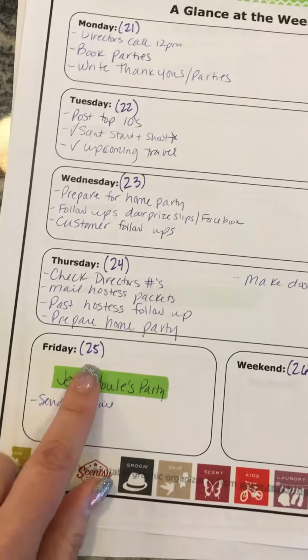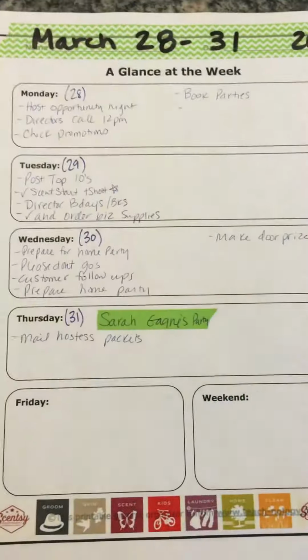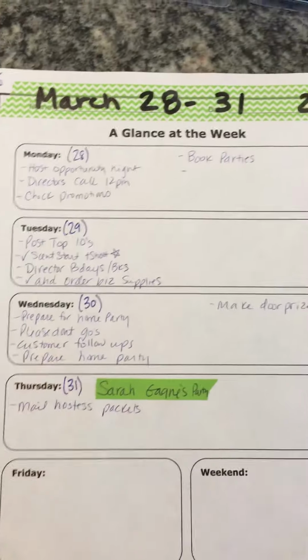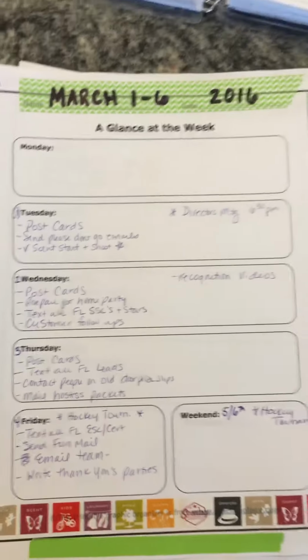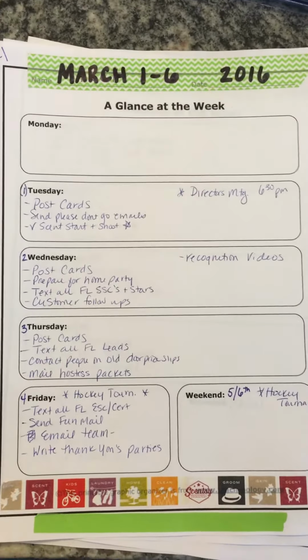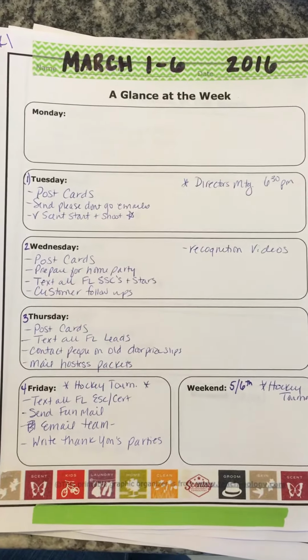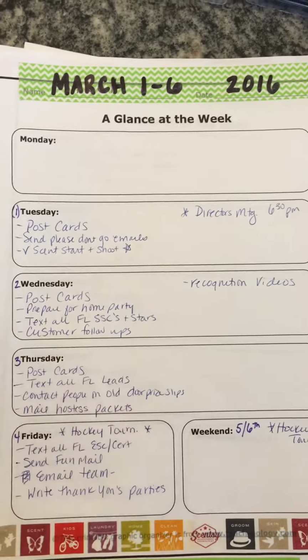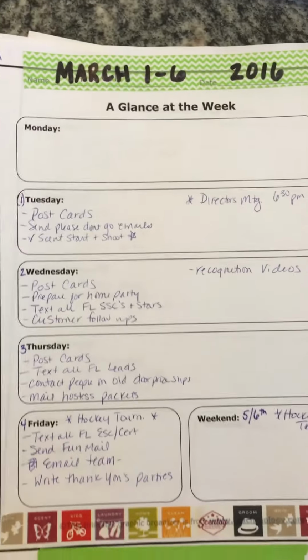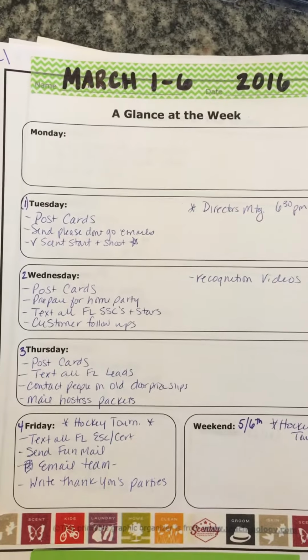I have a home party on this Friday night, and so I've reminded myself. Same thing on this Thursday night, I have a home party that I'm doing. So I will take pictures of these so that you can see exactly how it works, and I will post them on our director's page. But this way I have 3 to 4 tasks, or 3 to 6 tasks, depending on the week, each day, and I don't feel completely overwhelmed.